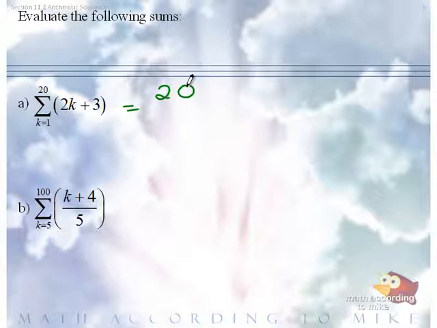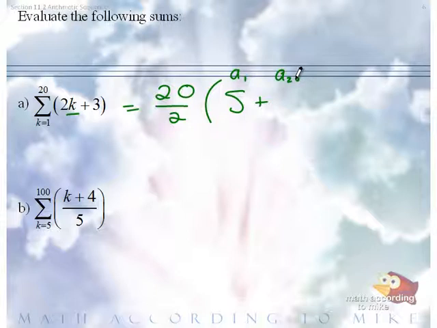So this would be 20 over 2 times a sub 1, which is the first term. Our k starts at 1. So if we plug 1 in for this k here, what would we get as our first term? 5. So that's a sub 1. Plus, this other number here would be a sub 20 if we use the first formula. So put in 20 for k, and you get 43.